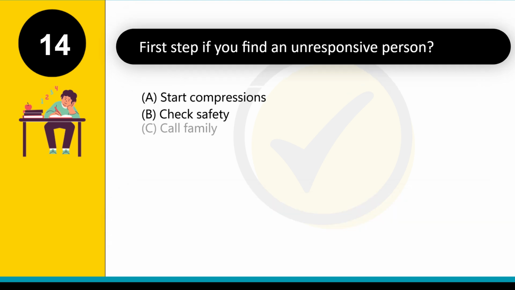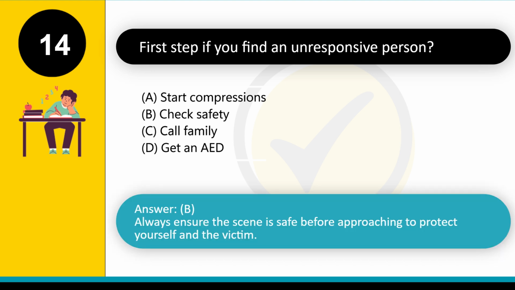First step if you find an unresponsive person? A. Start compressions. B. Check safety. C. Call family. D. Get an AED. Answer, B. Always ensure the scene is safe before approaching to protect yourself and the victim.